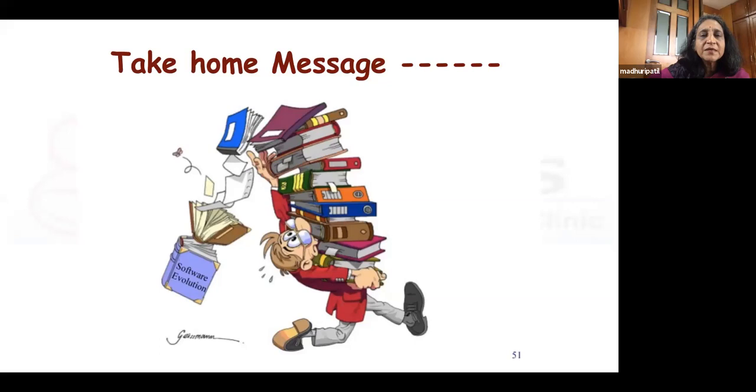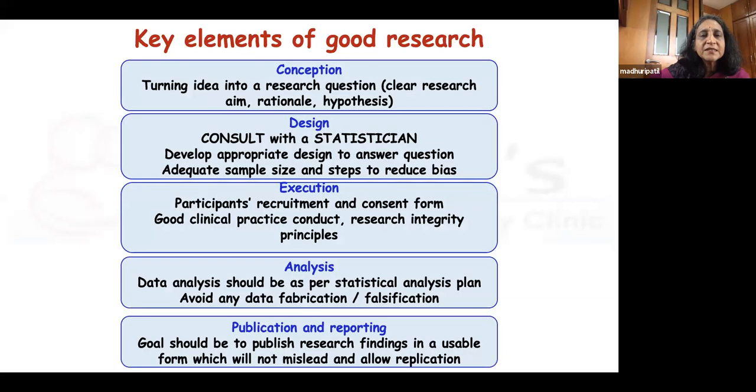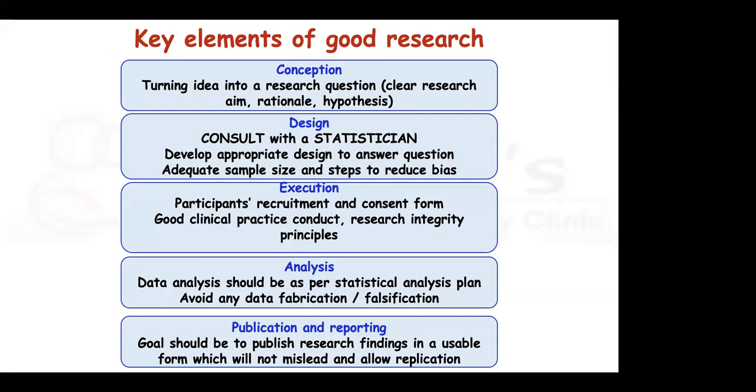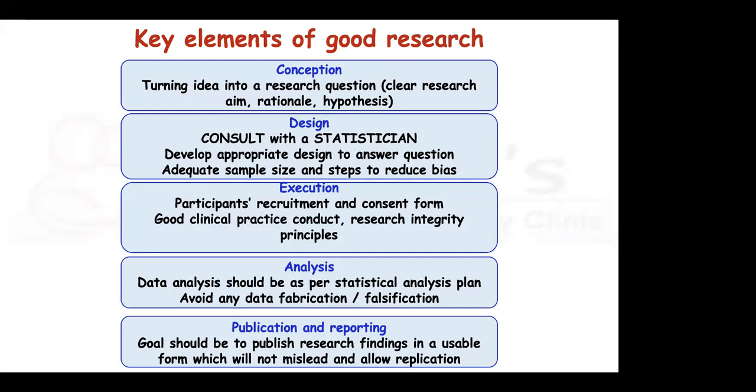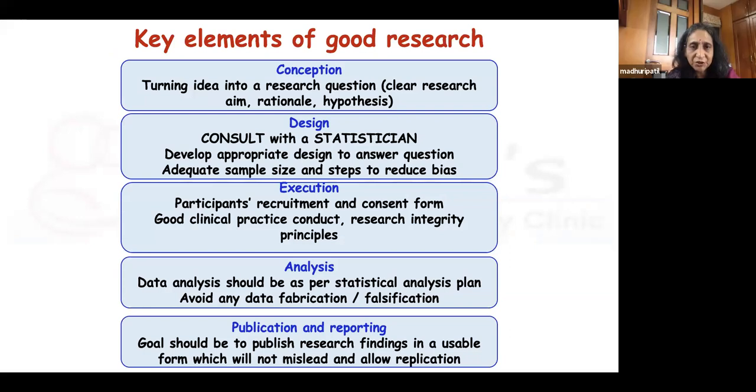So the take home message is that the first thing I would like to discuss is the key elements of good research. One is conception. What is conception? Turning an idea into a research question, which has a clear research aim, rationale, and hypothesis. Then you need to design this research. And for this, you have to consult a statistician, because you have to develop an appropriate design to answer the question, adequate sample size, and steps to reduce the bias.